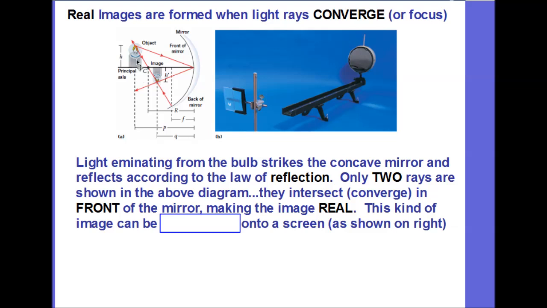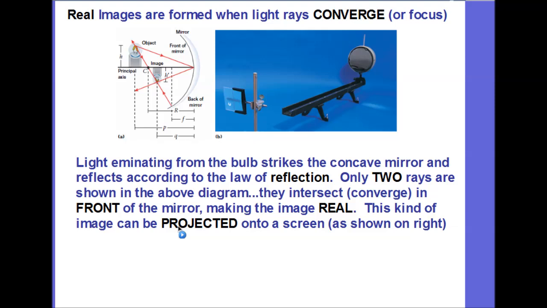Okay, and so over here we can see that this is an image of some light source. Maybe it looks like it's a light bulb of some sort. Over here, this mirror is creating a real image that's projected onto the screen. So light emanating from the bulb strikes the concave mirror and reflects according to the law of reflection. Only two rays are shown. They intersect or converge in front of the mirror, making the image real. This kind of image can be projected onto a screen.